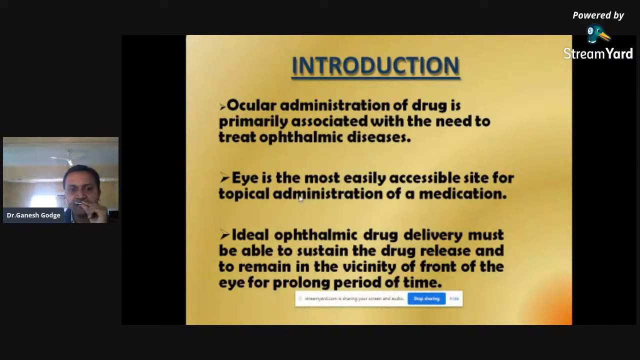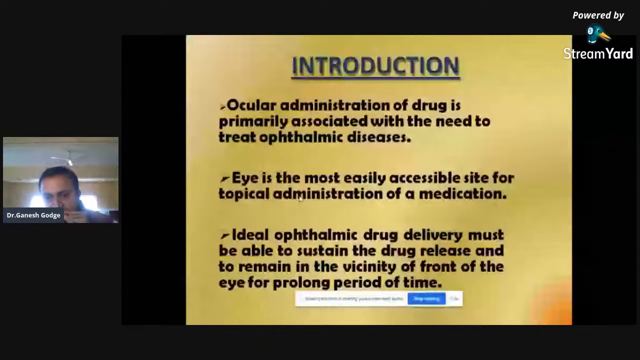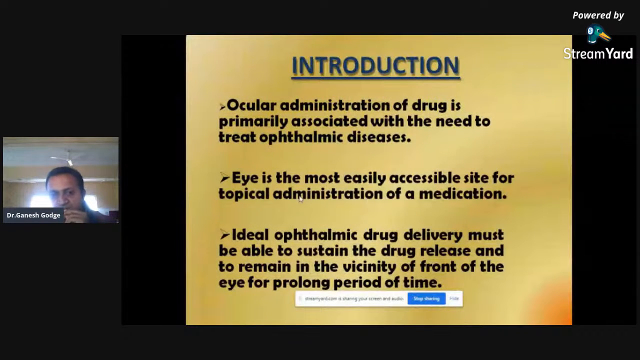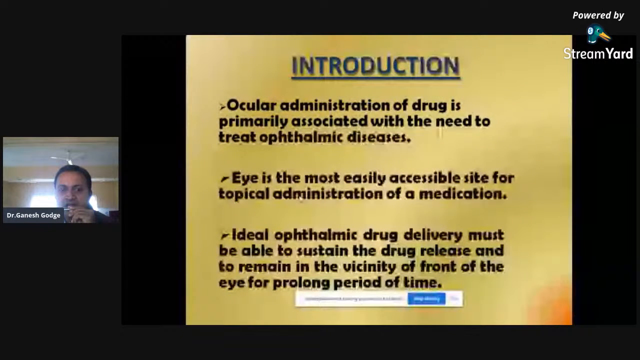Now, the eye is the most easily accessible site for topical administration of medication. Ideal ophthalmic drug delivery must be able to sustain the drug release and to remain in the vicinity of the front of the eye for a prolonged period of time. That point we have discussed in our previous discussion also, that the more prolonged the contact time over the surface of the ocular sac, the more extended the period your formulation gets to percolate and ensure its viability in terms of its absorption.